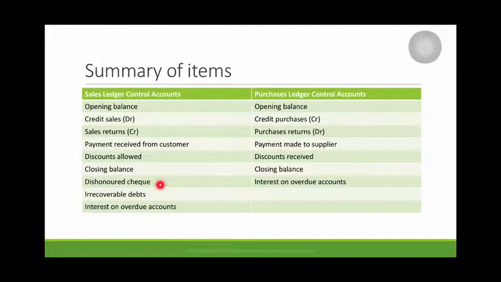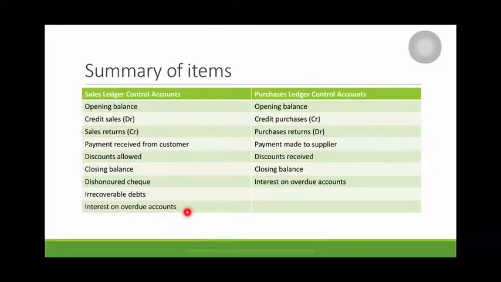The next 3 items are what may appear in your accounts. For example, we have the dishonored cheque. If your trade receivable paid you, but the payment does not go through, you have to debit it back into your account. So dishonored cheque is recorded on the debit side. And then we have irrecoverable debts. Irrecoverable debts is when your customer goes bankrupt, so they can't pay you anymore, or they run away, so you won't be receiving any money from them. So you remove this from your sales ledger. So what you do is you credit it.